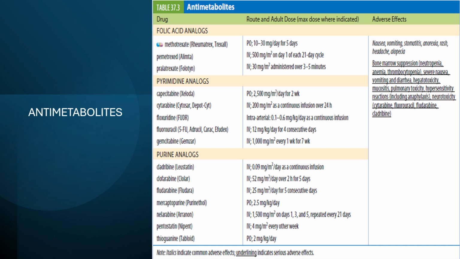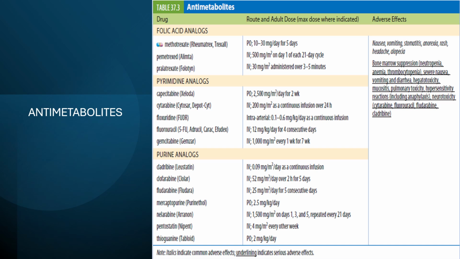Leucovorin or folinic acid is a reduced form of folic acid that is able to enter normal cells but not cancer cells. When used with fluorouracil in the treatment of colorectal cancer, leucovorin has been found to enhance cell killing.